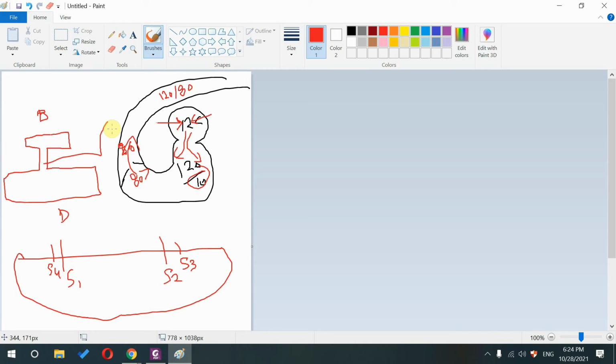So S1, S2, S1, S2. Sounds good. S1, S2, S1, S2, and there are little breaks between them. Notice please that the period between S2 and S1 is much longer than the period between S1 and S2.